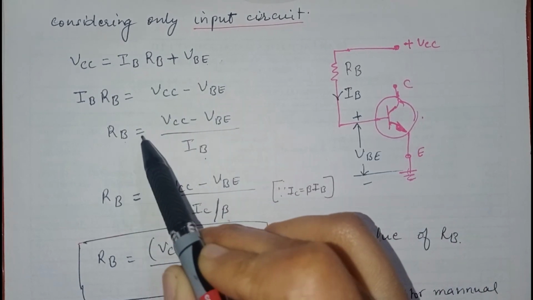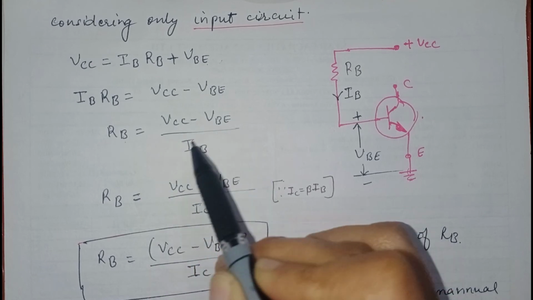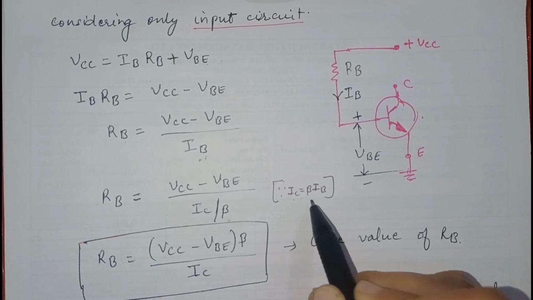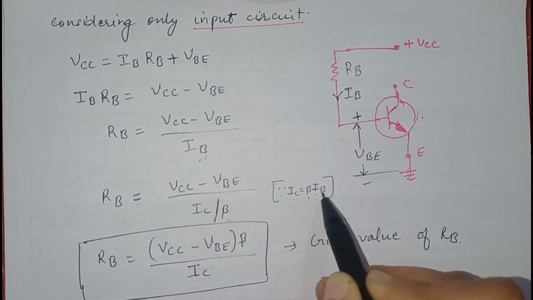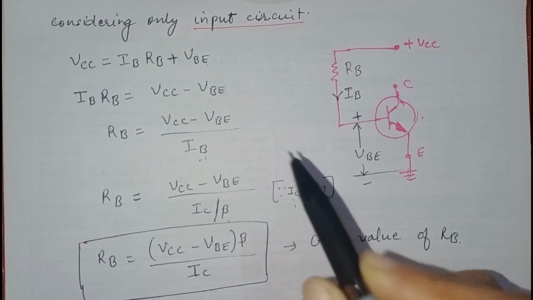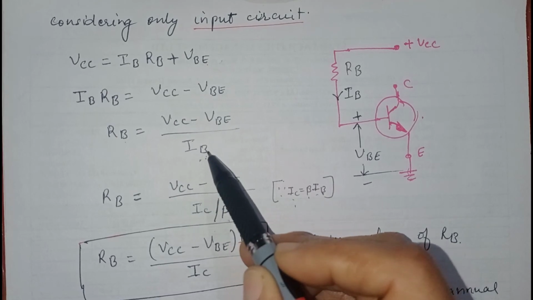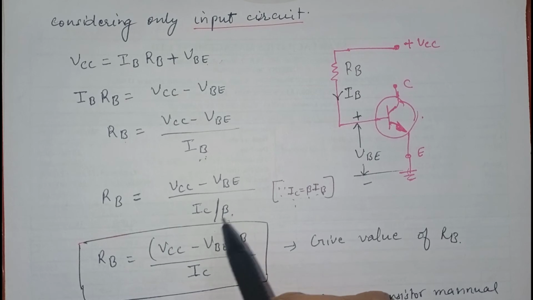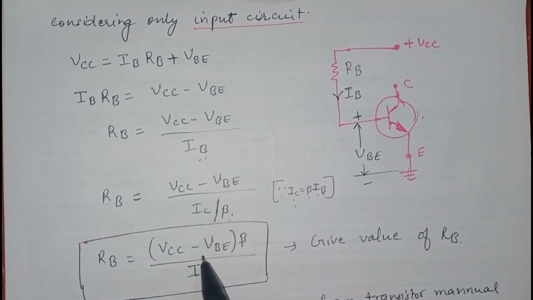This is RB equals VCC minus VBE upon IB. Now we'll put the value of IB. IC equals beta IB, so IB equals IC upon beta. So we will put IC upon beta in place of IB. After solving this, we will get RB equals (VCC minus VBE) into beta upon IC. This equation gives the value of RB.